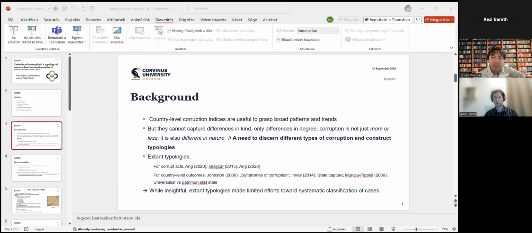We argue that corruption is in fact a very much multifaceted phenomenon, and therefore it's useful to discern different types of corruption. And to that end, we set off to build a typology of country-level corruption patterns, which captures qualitative rather than quantitative differences in corruption across countries.